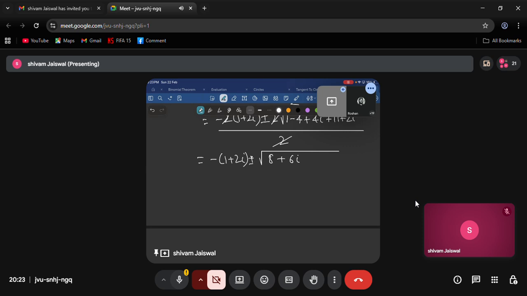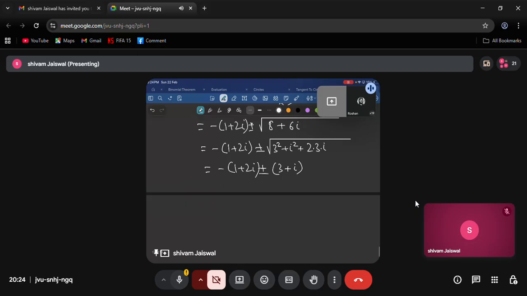Let us make it a perfect square again. This will be minus (1 + 2 iota) plus minus square root of, let us make it a perfect square. 6 iota can be written as 2 into 3 into iota. So this will become 3 square plus iota square. Are you people getting? a square plus b square plus 2ab. 3 square is 9 minus 1, 8. This will be minus (1 + 2 iota) plus minus (3 + iota). So one of the answers will be minus 1 minus 2 iota plus 3 plus iota, or minus 1 minus 2 iota minus 3 minus iota. This gives us how much? 3 minus 1, 2, 2 minus iota, or minus 4 minus 3 iota.